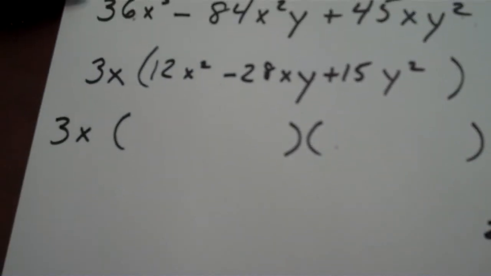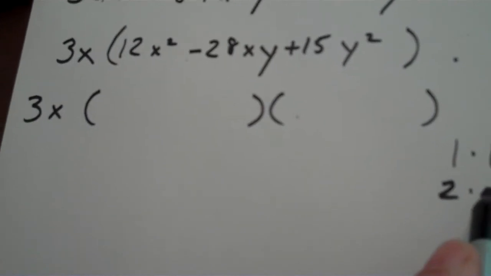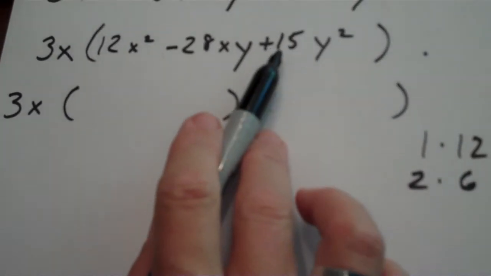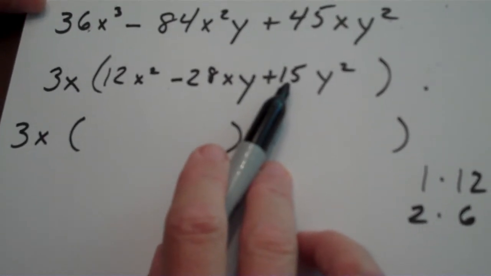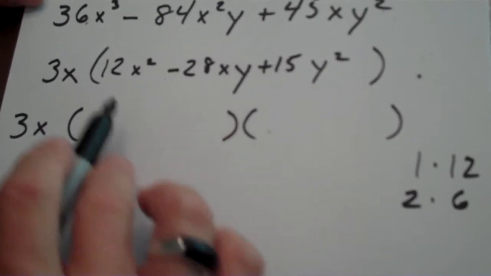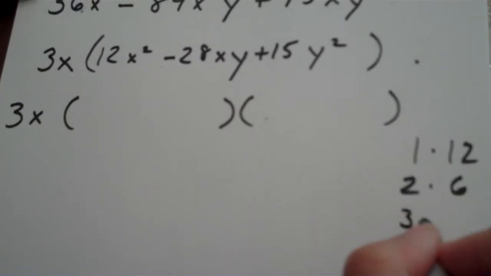2 and 6, there's a common factor of 2. But once again, that's okay, because there isn't a common factor of 2 in the last term. So this is going to be perfectly okay. And the last possibility for 12 would be 3 and 4.